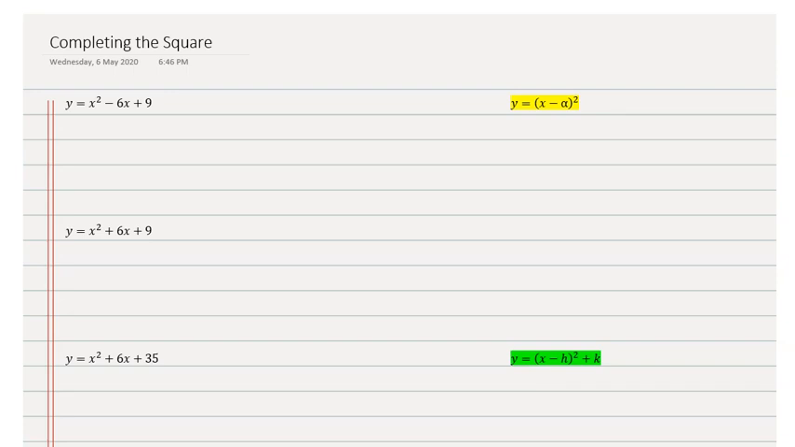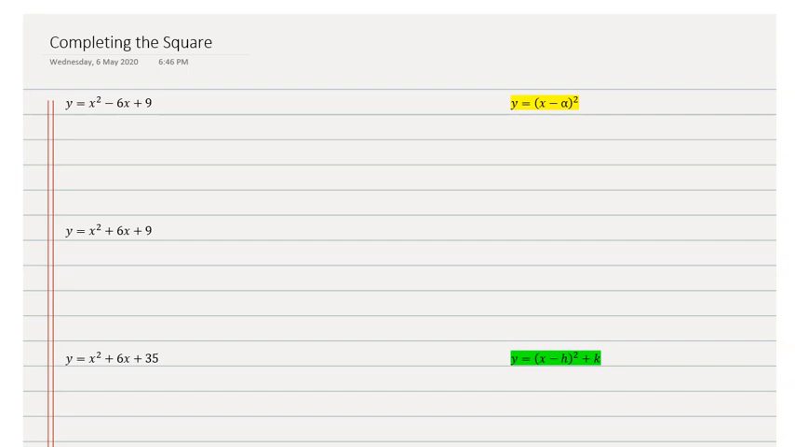Welcome to this video on completing the square. In this video we're going to have a look at 3 examples, 2 of which are trivial examples of how to factorize by completing the square, and the third one we're going to factorize a parabolic equation that isn't necessarily a trivial factorization using the completing the square method.